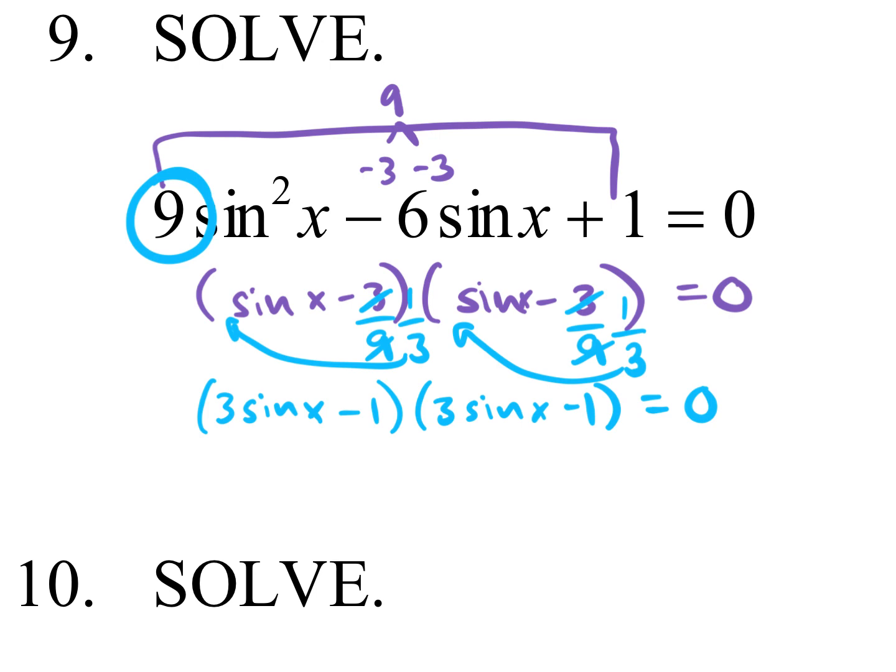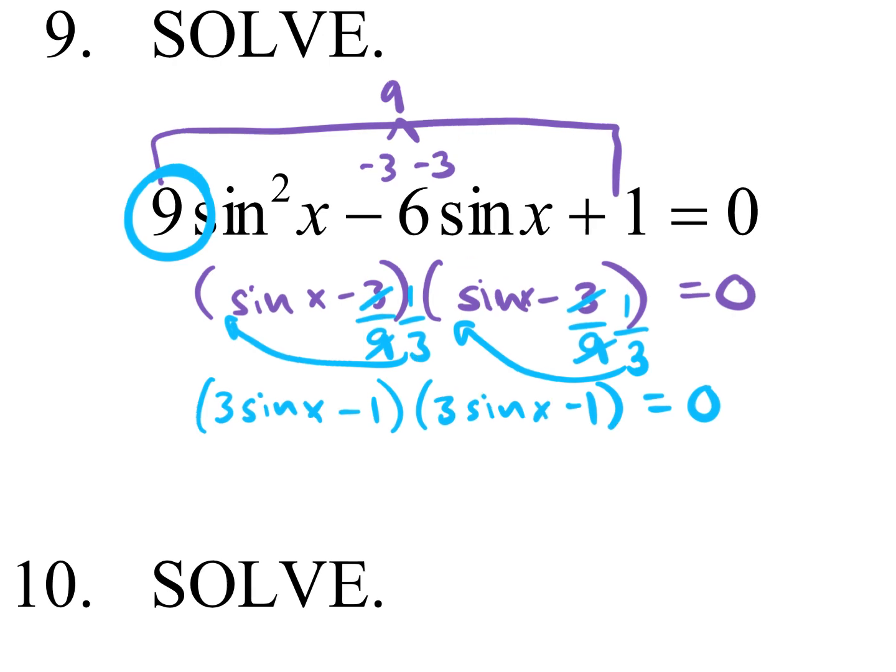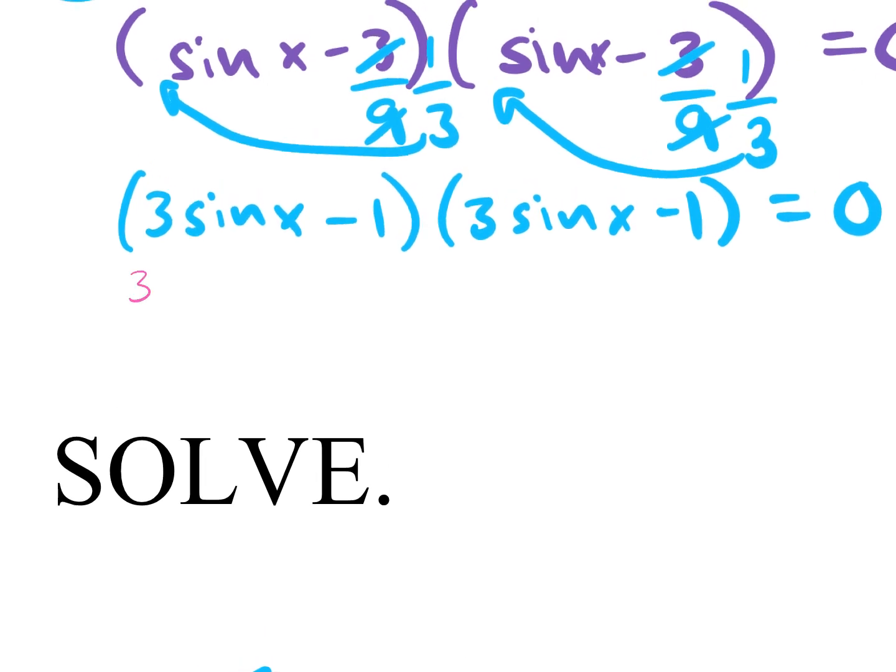What would I do next? Set them both equal to 0. So 3 sine x minus 1 is equal to 0. This one's the same thing. 3 sine x minus 1 is equal to 0. What's next? Add 1 and divide by 3. So sine of x is equal to 1/3. And sine of x is equal to 1/3.